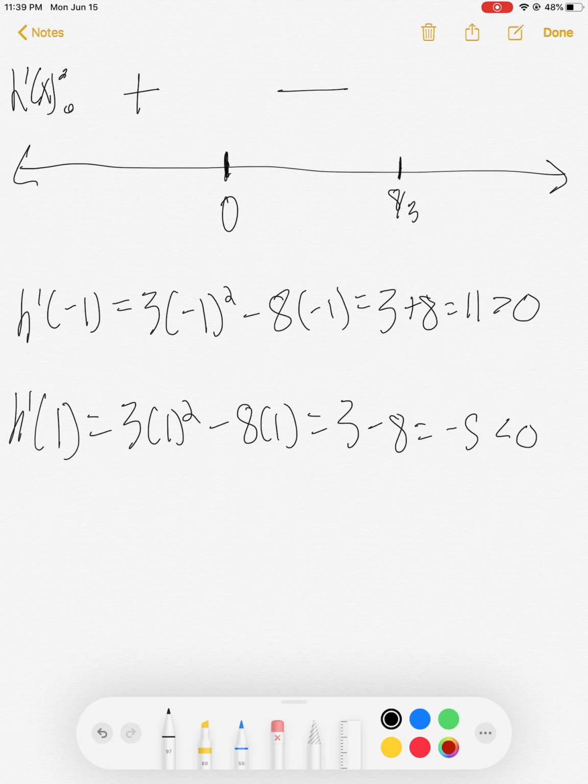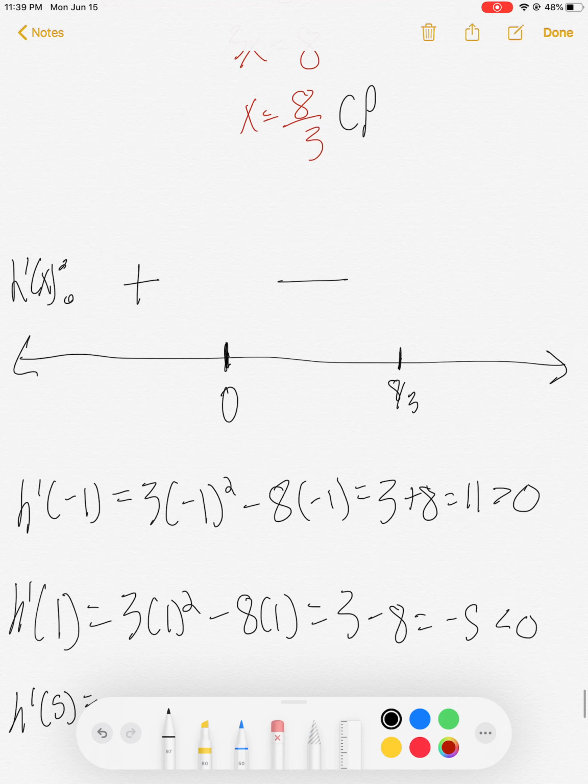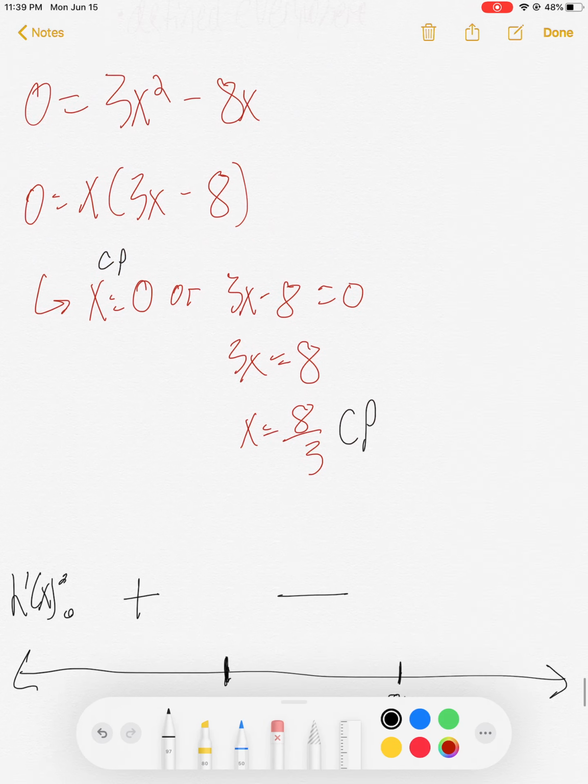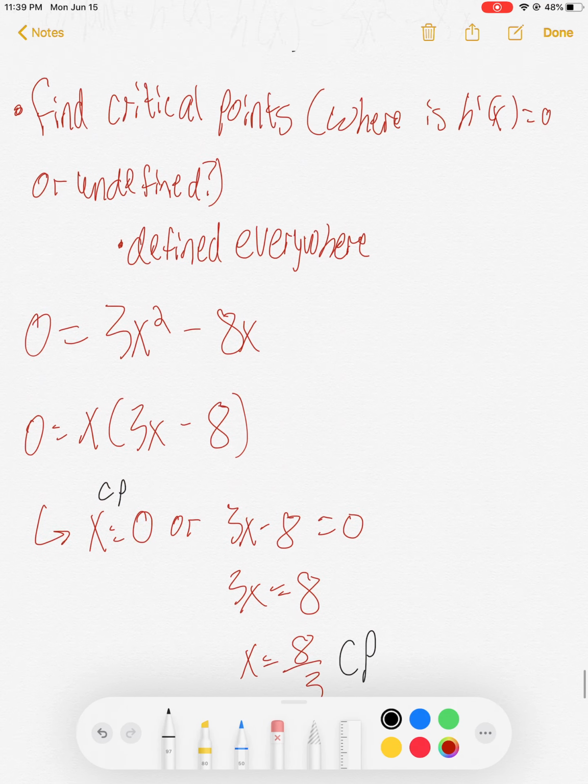Next, I want to look at the interval from 0 to 8/3. I'm going to plug in 1 to hit that interval. And so that derivative is going to be 3 times 1 squared minus 8 times 1. That's 3 minus 8, which is -5, which is less than 0. So I'm going to put a minus here to indicate that the derivative is negative there.